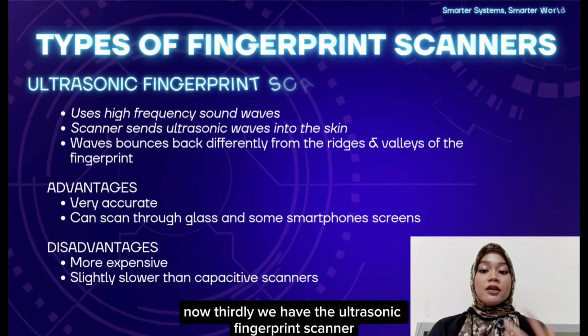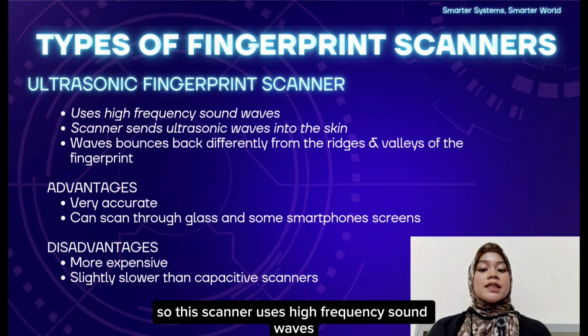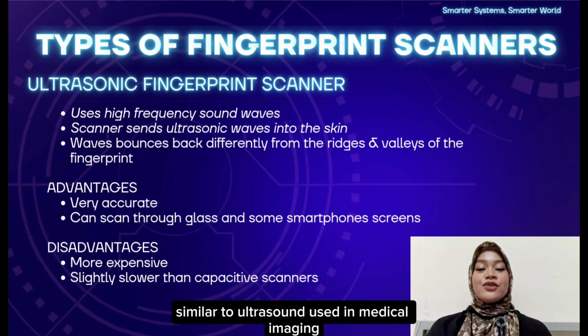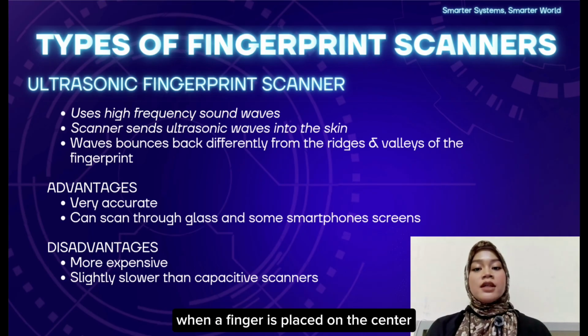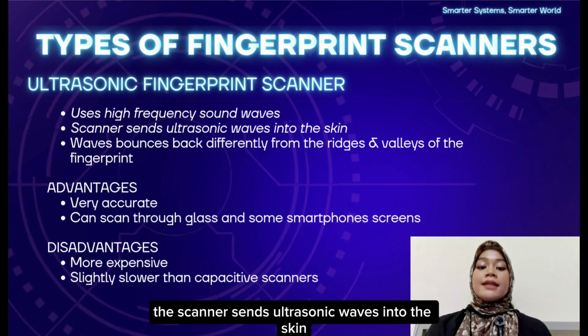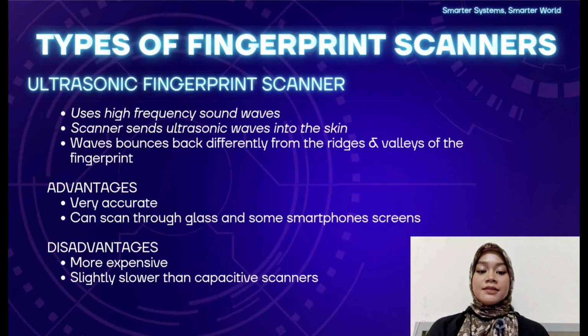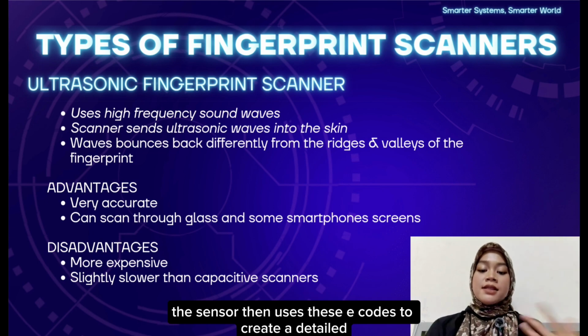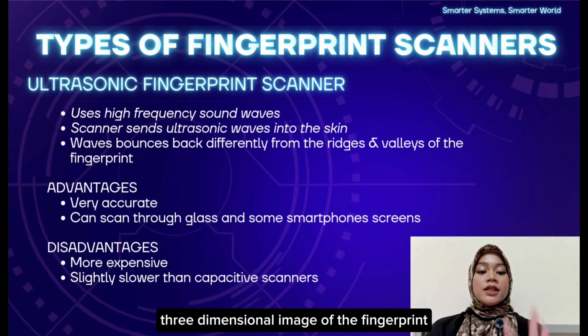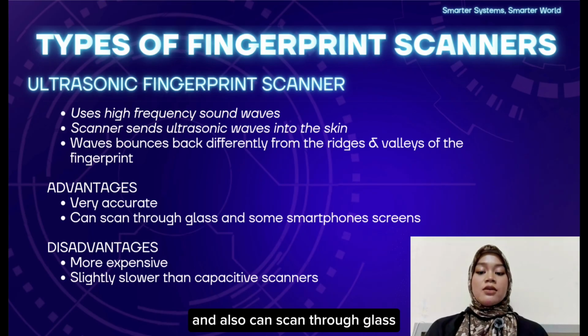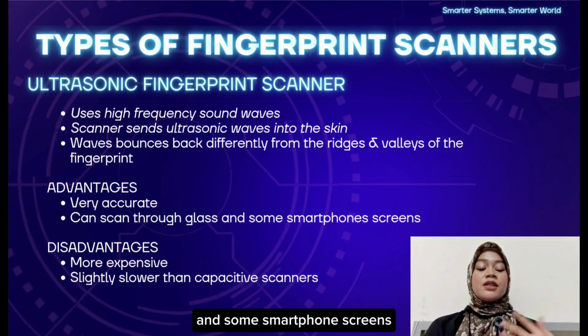Thirdly, we have the ultrasonic fingerprint scanner. This scanner uses high frequency sound waves similar to the ultrasound used in medical imaging. When a finger is placed on the sensor, the scanner sends ultrasonic waves into the skin. The waves bounce back differently from the ridges and valleys of the fingerprint. The sensor then uses these echoes to create a detailed three-dimensional image of the fingerprint. It is very accurate and can also scan through glass and some smartphone screens.